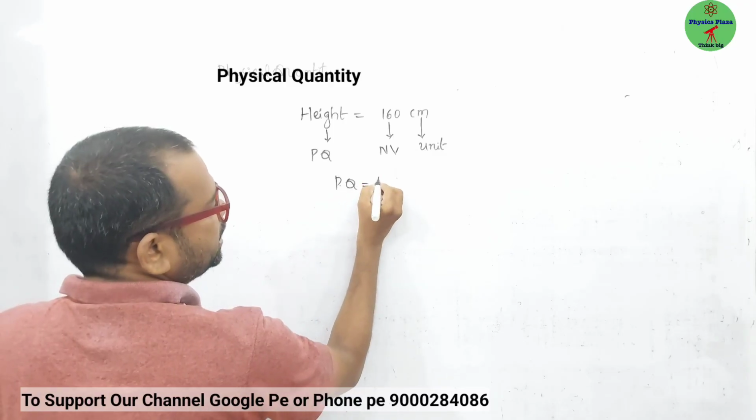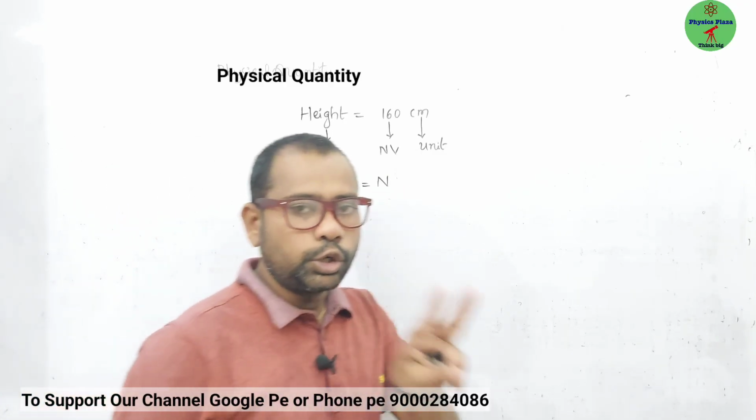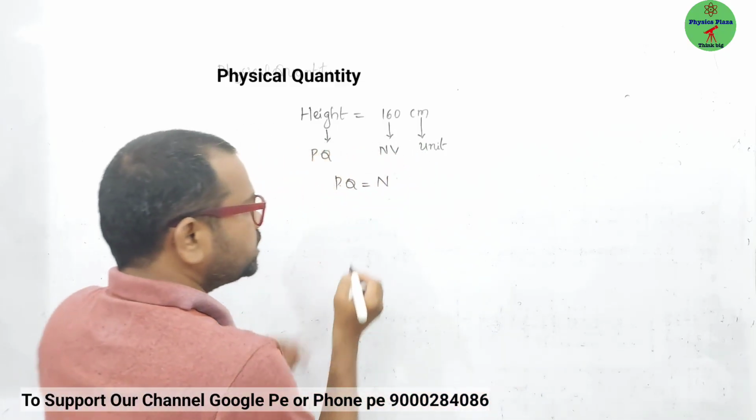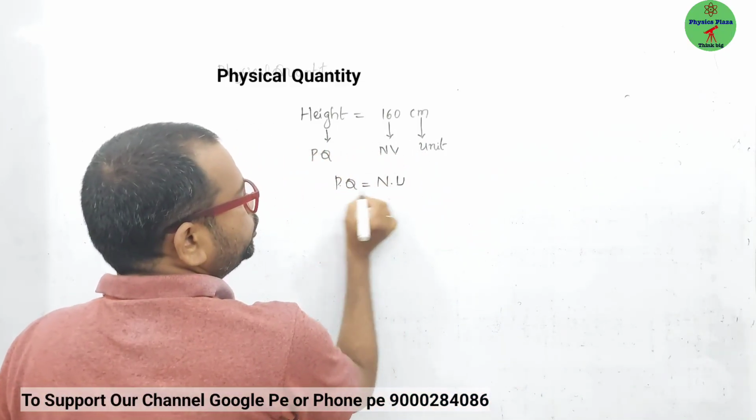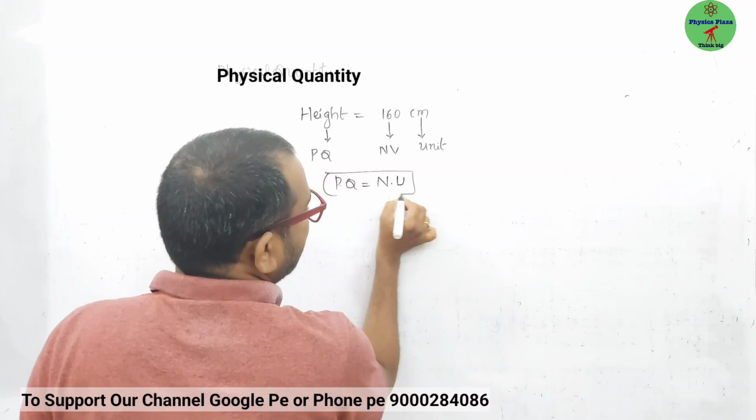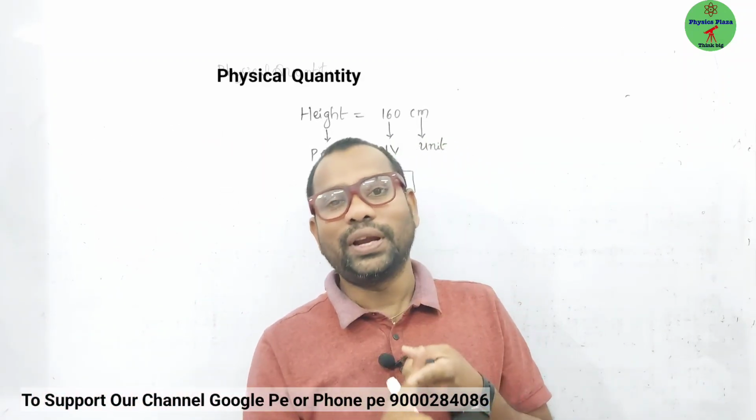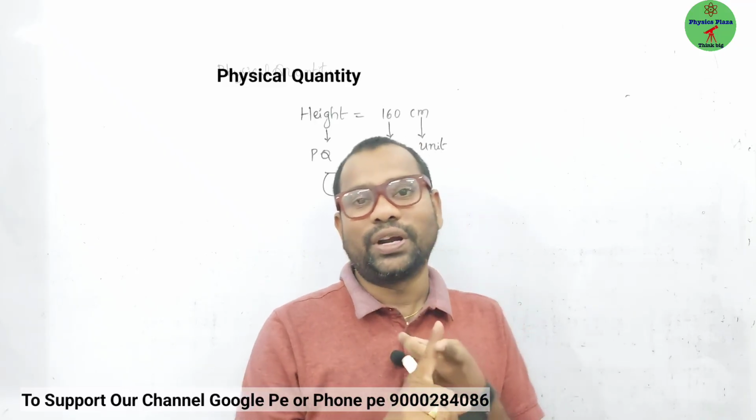Any physical quantity can be expressed in terms of two parameters. Two parameters are needed to express the physical quantity. So physical quantity is equal to a numeric value into unit. So a physical quantity can be expressed in terms of two parameters: one is a number, and the other is a unit.